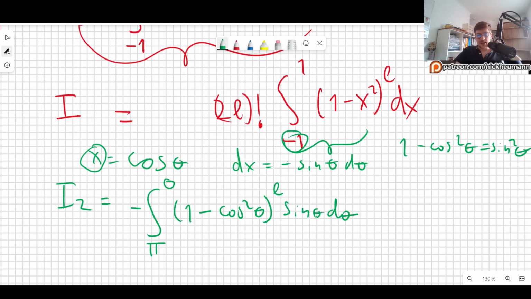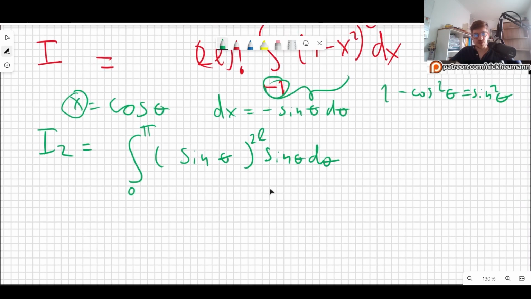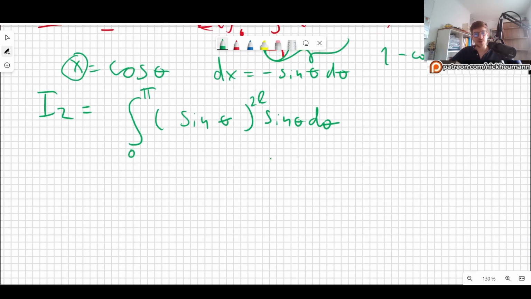Now, of course, 1 minus cosine squared theta is simply sine squared. And sine squared to the Lth power is simply sine to the 2L power. And we can use the minus sign to reverse the limits of the integral, so that goes from 0 to pi now. Okay, so this is what we now have to solve. It may look very difficult, but it's actually quite okay.